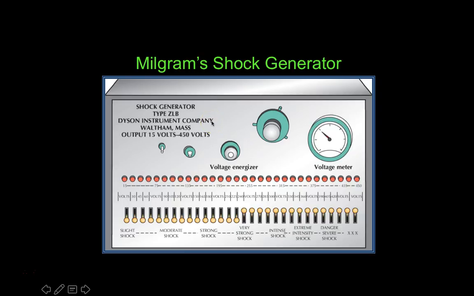So then, okay, now you guys know the task. Now we're going to draw straws, and one of you is going to be the teacher, and the other one's going to be the learner who's going to receive the shocks and try to learn these lists. Okay.